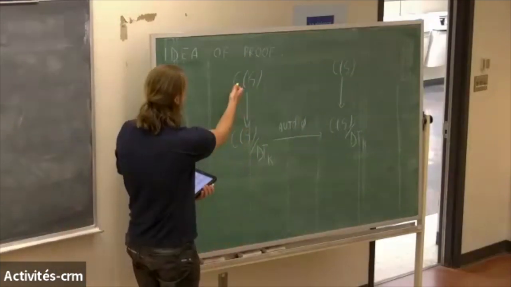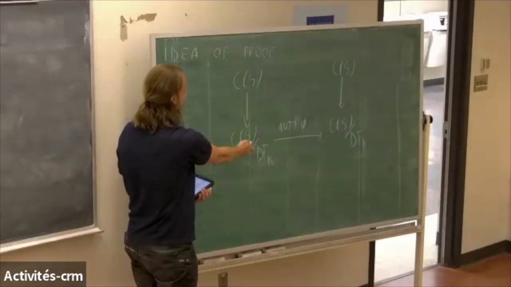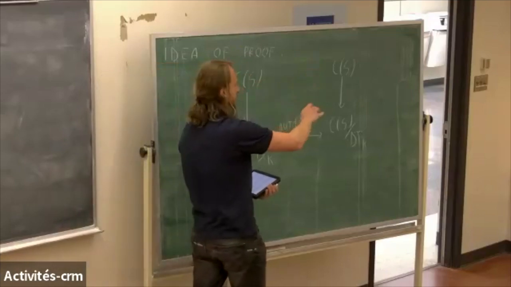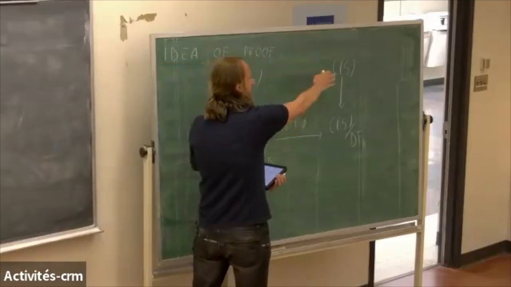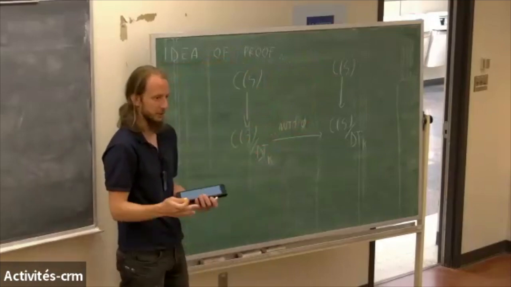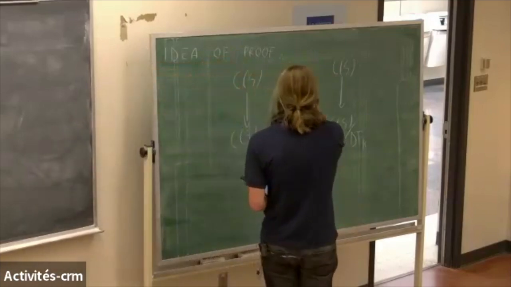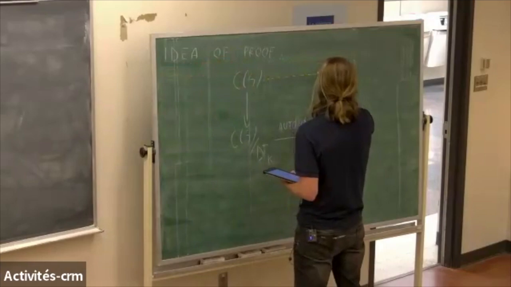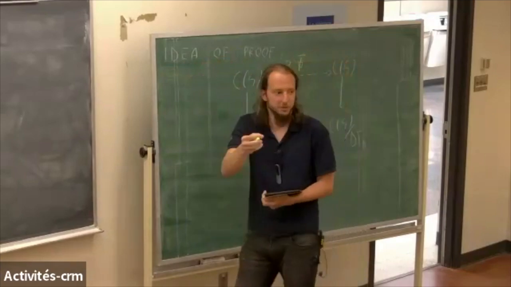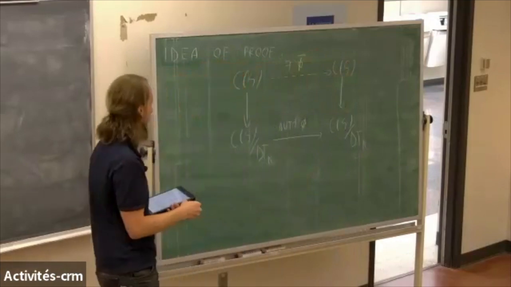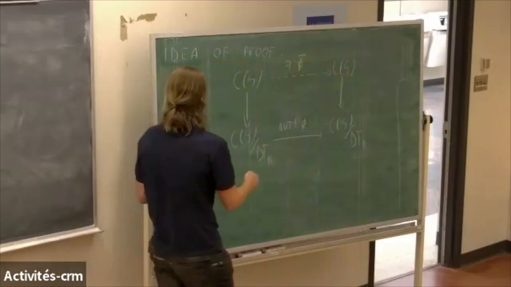So if this was a cover, if this was a universal cover, then general nonsense would tell you there's a map here and there's an automorphism here, and you would be happy. But it's very far from a cover. Dehn twists have fixed points, so definitely you cannot just use covering theory.